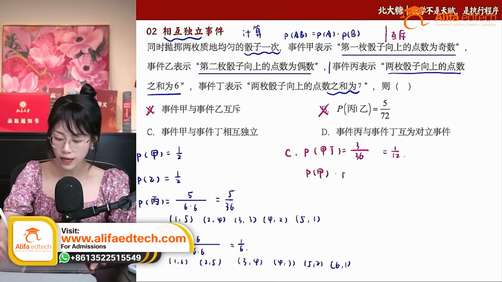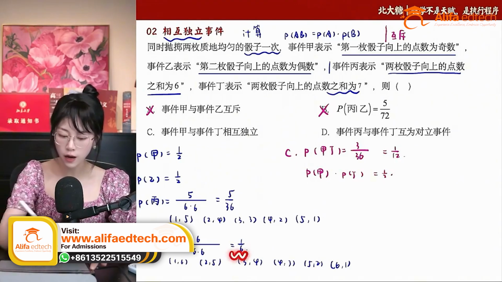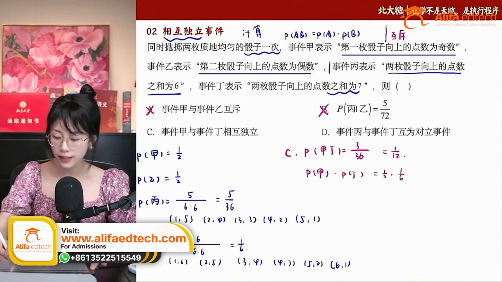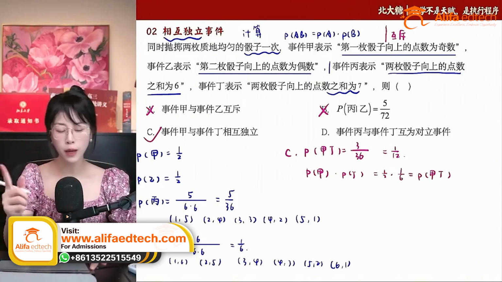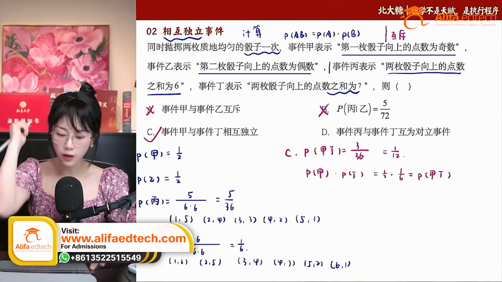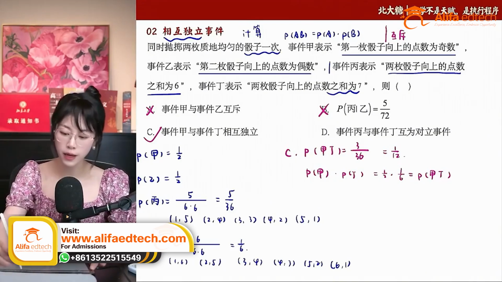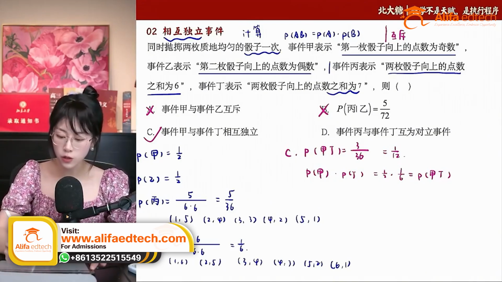Now, what about PA times PD? Isn't it 1/2 multiplied by 1/6? You'll notice, interestingly, that this is exactly equal to P(A and D), so they must be independent. The answer is C. Don't worry about whether it makes sense to you logically. As long as you can calculate it, then they are independent events. Now let's look at our last option, option D.